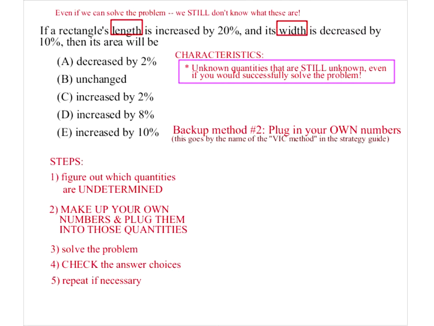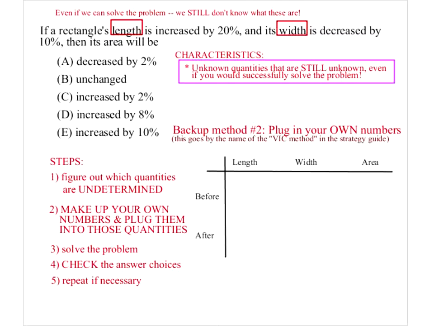Okay, so in this case, you figure out which quantities are undetermined. In this case, it's everything. It's just length, width. So let's go ahead and make a chart. And notice we have a before and an after. So this is a nice situation for making a chart because we have 2 situations and 3 quantities. We have length, width, and area. And then we have a before, and we have an after.